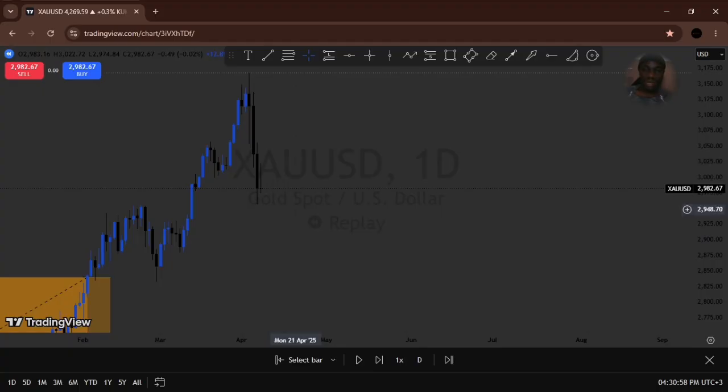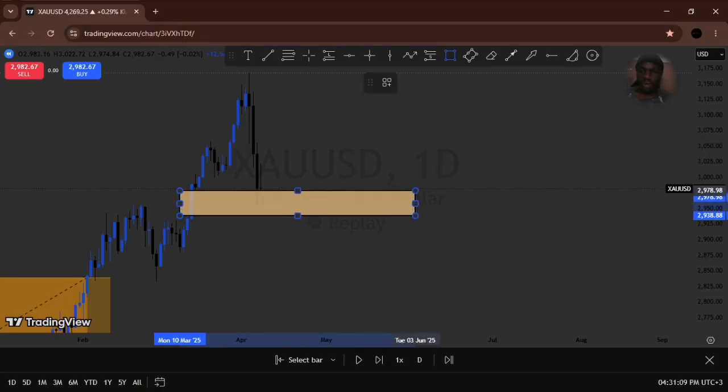So this is the best example of a fair value gap. Then also we are going to take the last example of a bullish fair value gap. So this is the last. We are taking this setup like this. So it's a bullish fair value gap, like this.